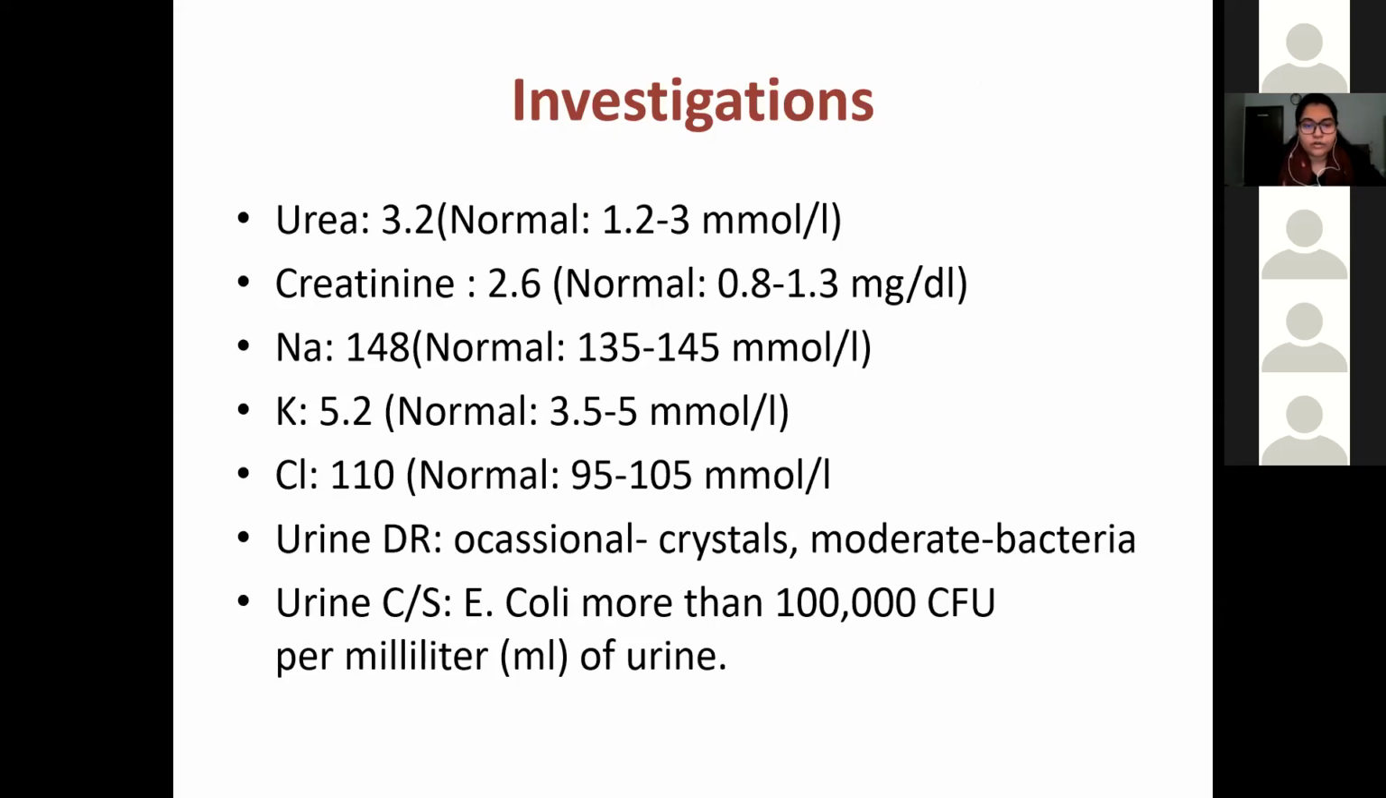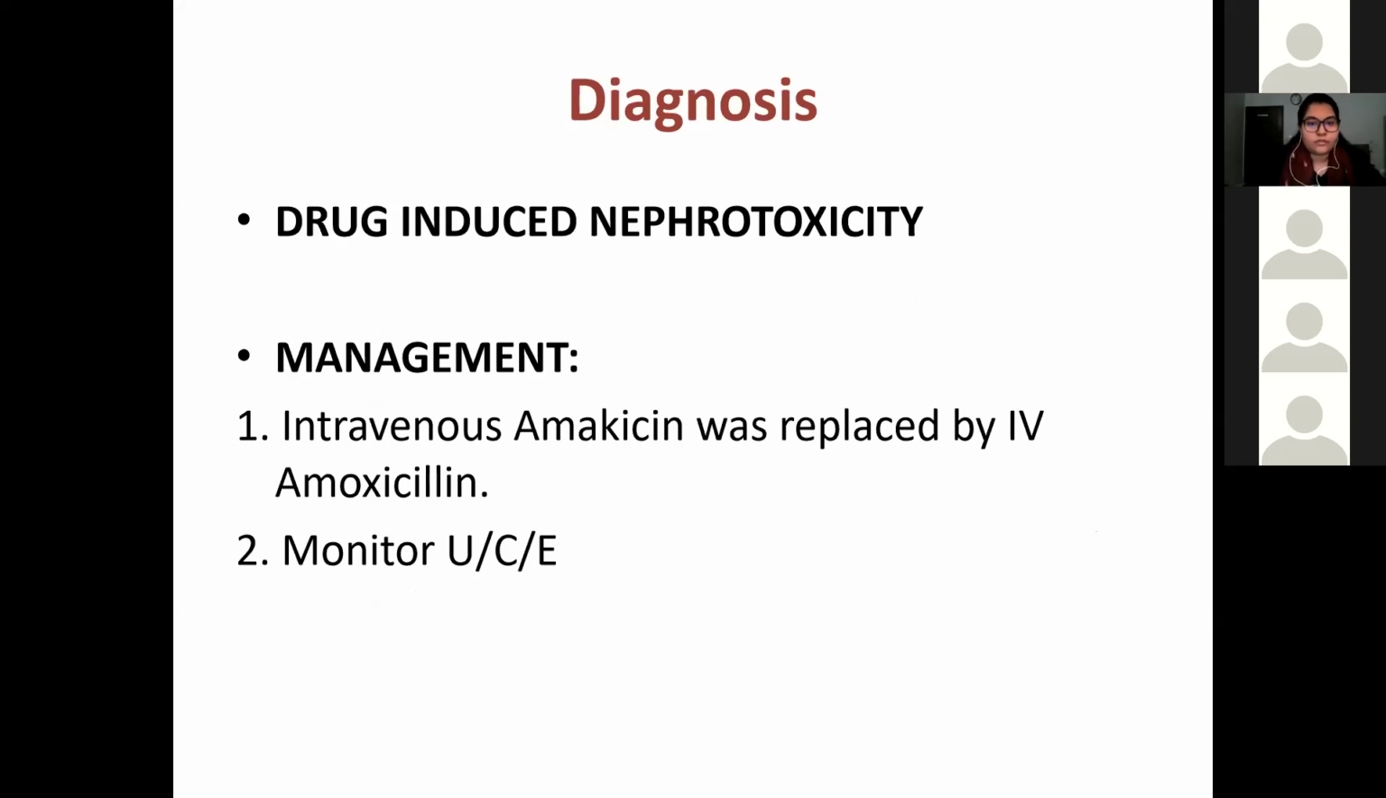On urine DR, there were occasional crystals and moderate bacteria. And on urine C&S, E. coli more than 100,000 CFU per milliliter of urine. So the diagnosis would be drug-induced nephrotoxicity, because of the starting of amikacin. The management would be to stop the nephrotoxic drug and start another drug, that would be IV amoxicillin, and also continually monitor the urine creatinine and electrolytes of the patient.